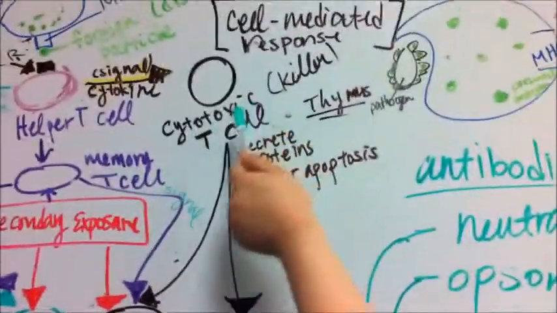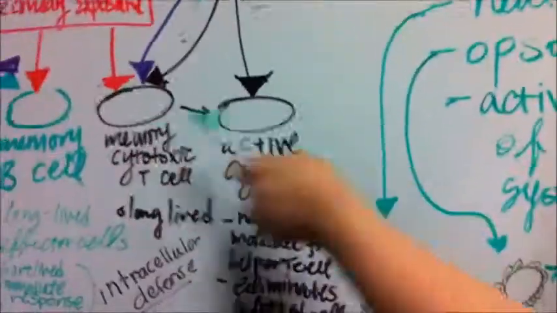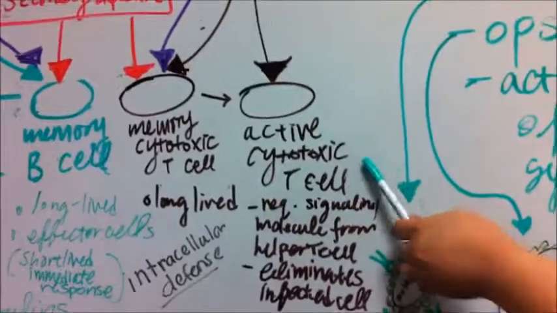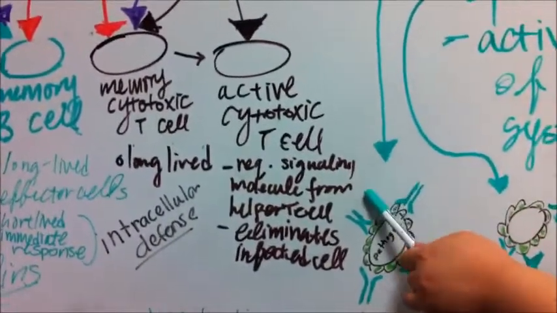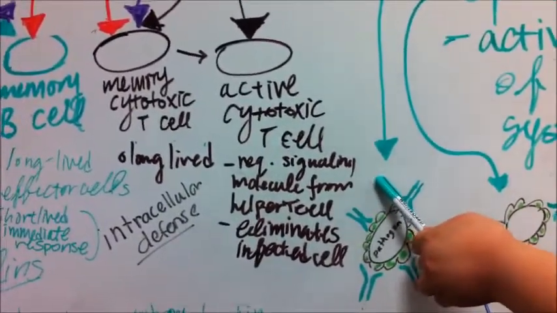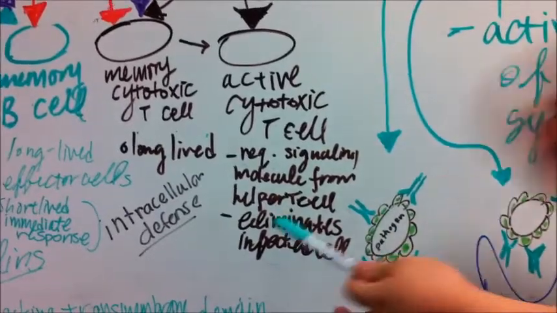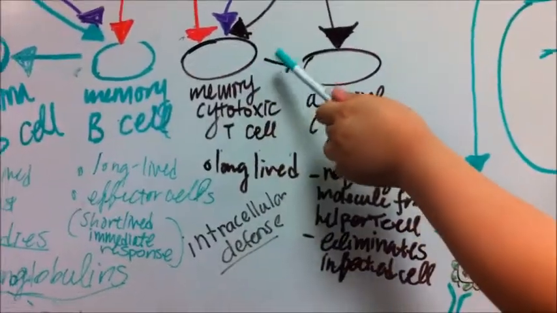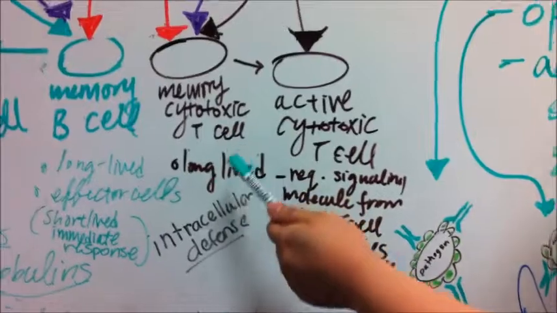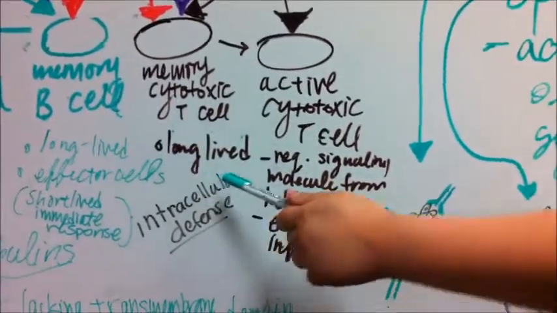Same thing with the cytotoxic T cell. It would have the active form and a memory form. The active form requires a signal molecule from the helper T cell, and they would eliminate infected cells using apoptosis. And the memory cytotoxic T cell is the same thing as the memory B cell. They're also long-lived.